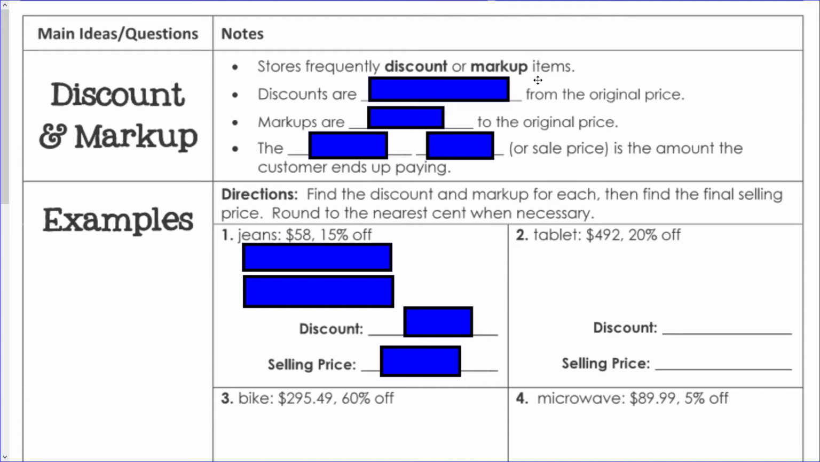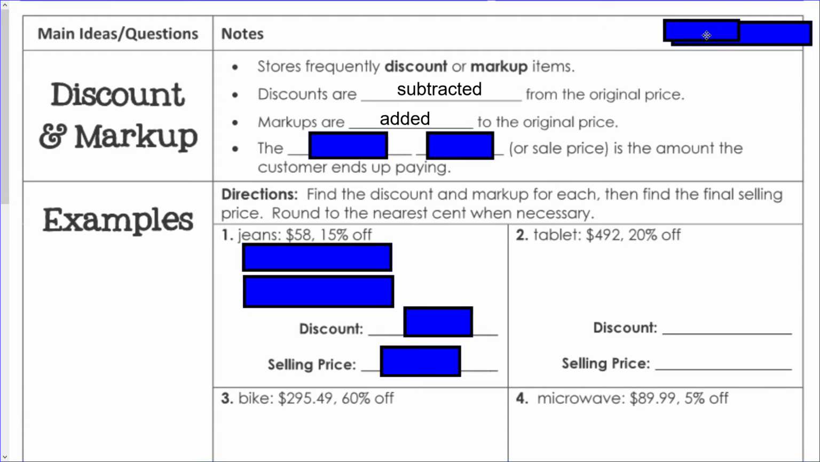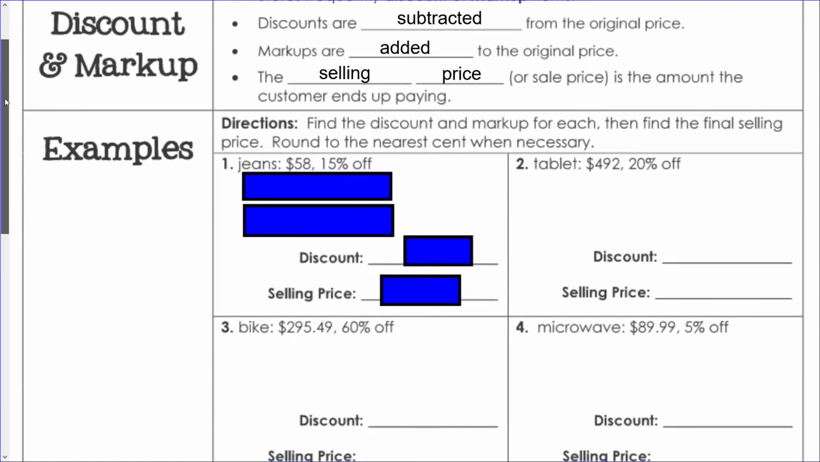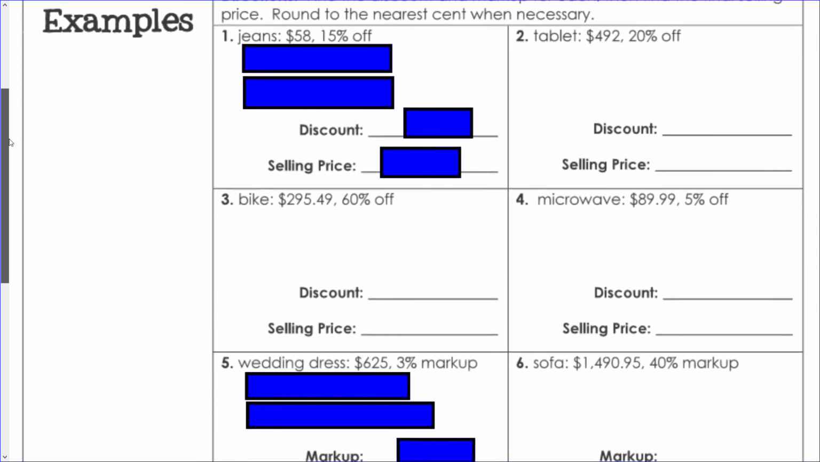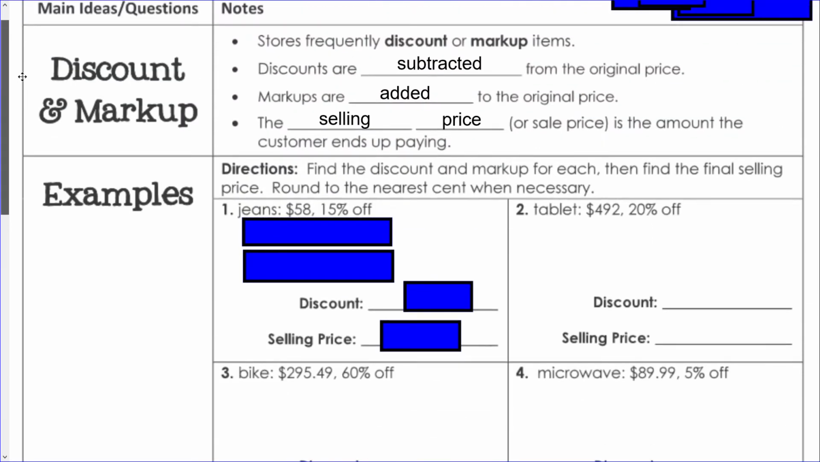Stores frequently discount or markup items. Discounts are subtracted from the original price. I'm sure you all are aware of that. Markups are added to the original price. I'm sure you're all aware of that as well. And the selling price, or sale price, is the amount that the customer ends up paying. So you're finding what the percentage is, and then you're either adding or subtracting that from the original price, depending on what it is you're trying to figure out. We'll go through a couple of examples down here, and then you'll be on your way to finishing the rest.